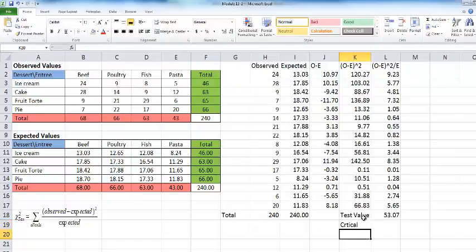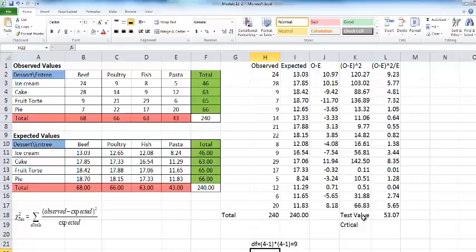So in order to find the critical value, we're going to use the function chi-square inv. But before that, I need to figure out what the degree of freedom is, which is column number, which there are 4 columns, minus 1, column minus 1, times row minus 1. There are 4 rows as well, so 4 minus 1. So that is 3 times 3, 9.